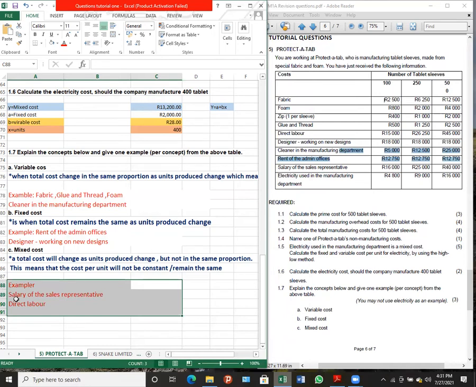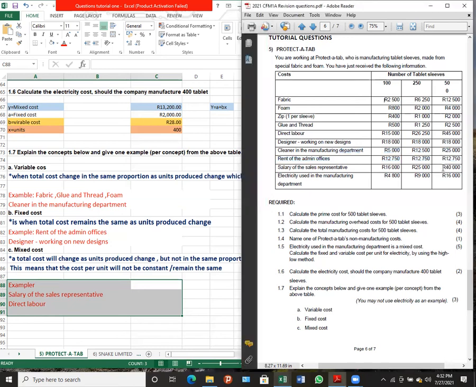Salary of sales representative, guys. 16,000 divided by 100. How much do you get? 160. And then here, guys, 25,000 divided by what? 250. How much do you get? 100. Here we got 160, here we got 100. You see, the cost per unit does not remain the same, unlike here, where we got 25, 25, 25. And then let's check the last column.